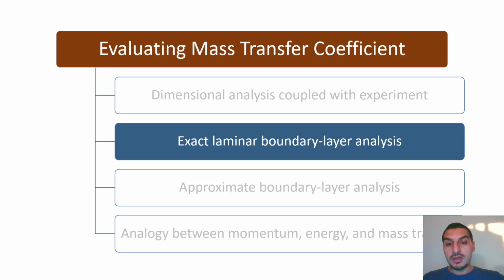Hello everybody. In this video we're going to discuss the second method for evaluating the mass transfer coefficient, which is the exact laminar boundary layer analysis. And as the name implies, it is an exact solution, which means that it's not an approximate solution, and it gives the actual equation. The main output of this method is to get the actual equation of the mass transfer coefficient in case of laminar flow for a flat plate.